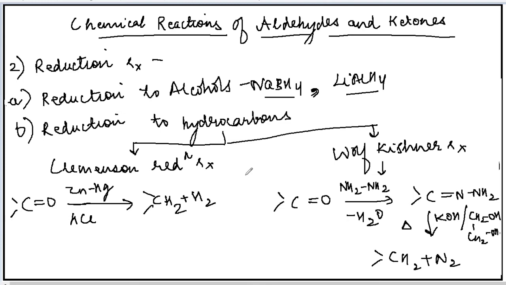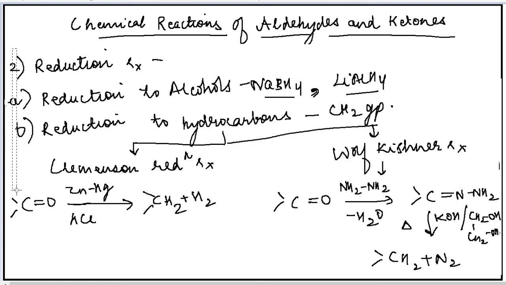So reduction to hydrocarbons involves Clemmensen reduction and the Wolff-Kishner reaction. Clemmensen reduction takes place in the presence of zinc amalgam and hydrogen chloride, and the Wolff-Kishner reaction takes place in two steps. First, with hydrazine by eliminating a water molecule, and further on heating with potassium hydroxide or ethylene glycol will give you the hydrocarbons. So overall, only the carbonyl group is being reduced to your CH2 group. So this is how the reduction reaction is given by the aldehydes and ketones.